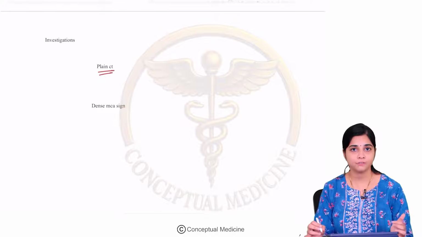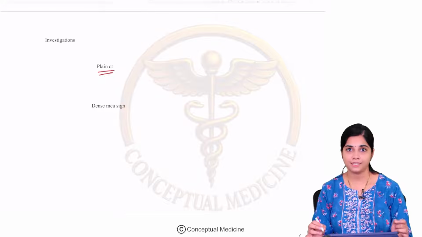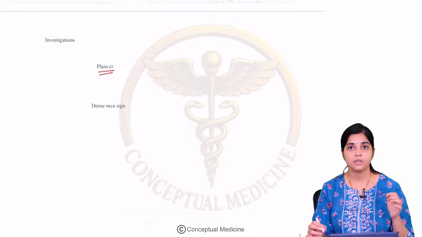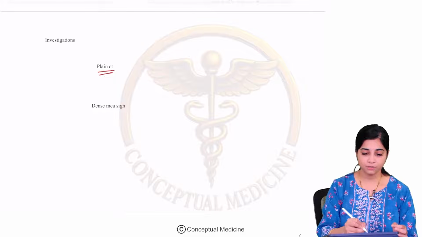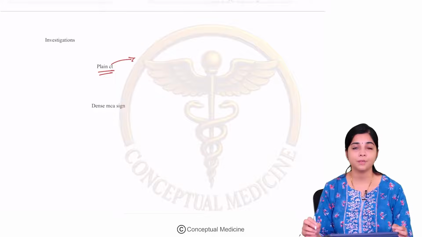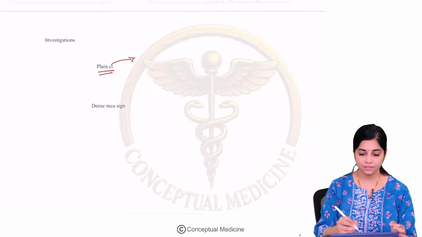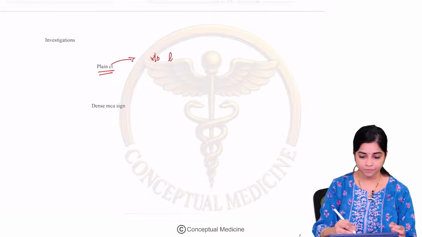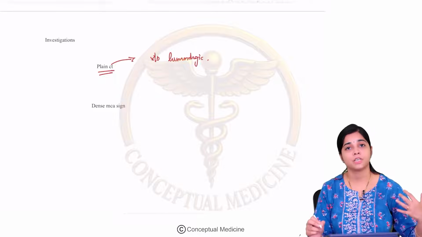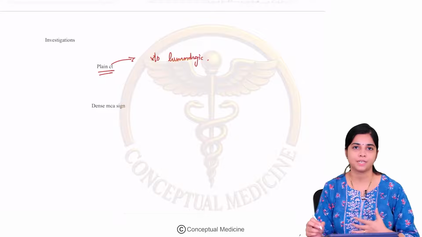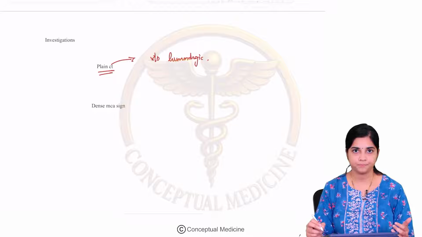And what is the reason for this? Because the first step in identifying a stroke is identifying whether this is ischemic or hemorrhagic in nature. So a plain CT is done to rule out hemorrhagic stroke, because the management for a hemorrhagic stroke is completely different from that of a thrombotic stroke.